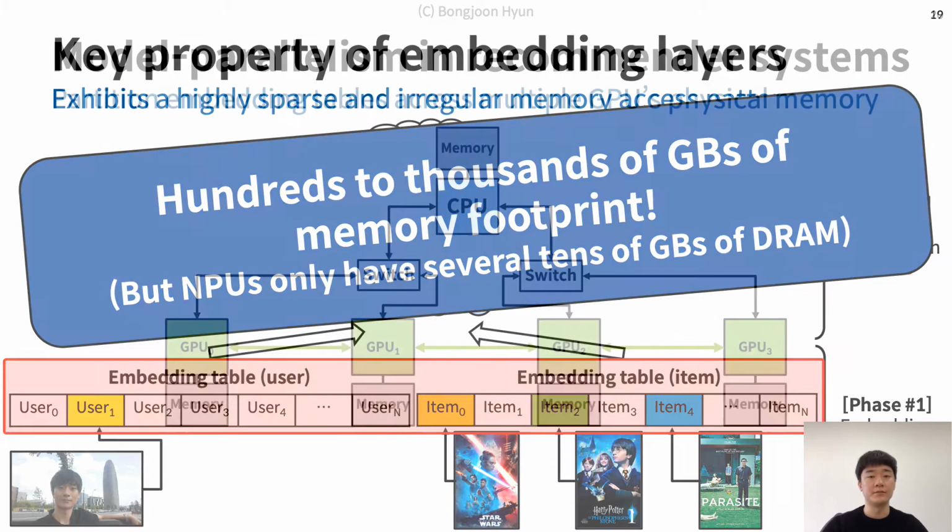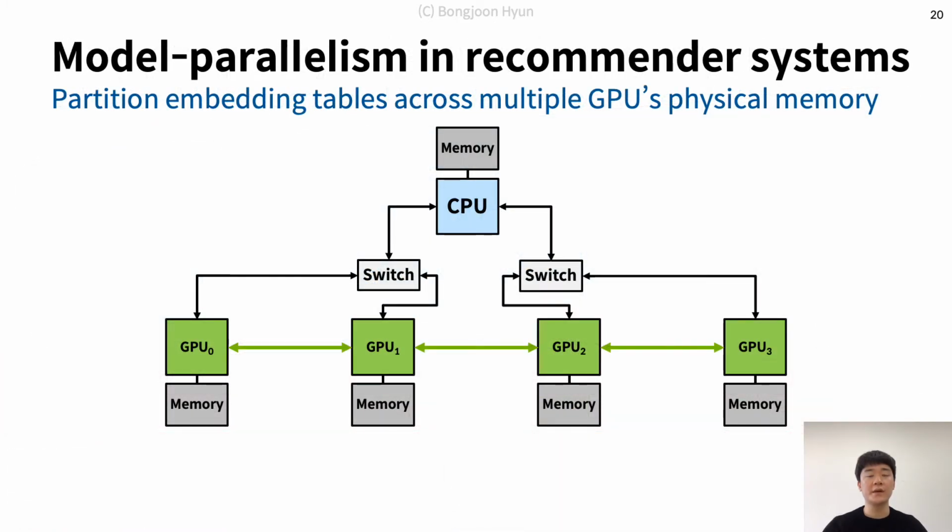To overcome the memory capacity challenges of embedding layers, an existing GPU-based solution employs model parallelism to partition the embedding tables across multiple GPUs. As illustrated in this slide, let's assume a system with 4 GPUs connected through a GPU-side interconnect, as shown in green-colored arrows.